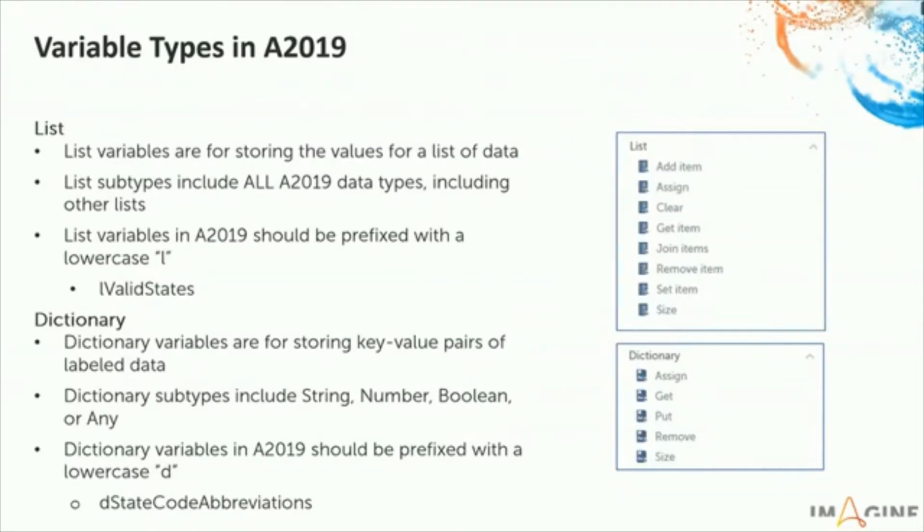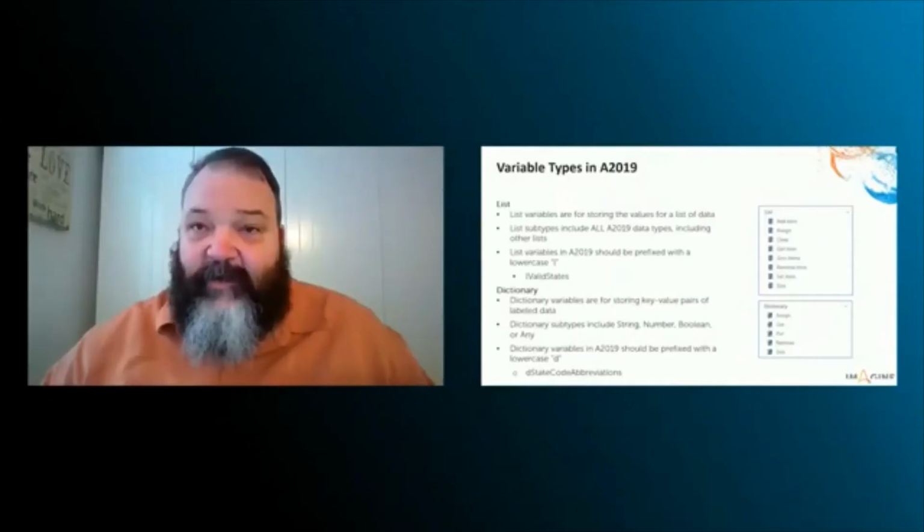A dictionary variable is for storing key value pairs. So each element within a dictionary has a label or a key, and then a value that's associated with that key. So one example might be the username and password that might be used in a website that you're logging into. You can have a dictionary variable that stores a username key and a password key, and we can populate those values with the appropriate information.